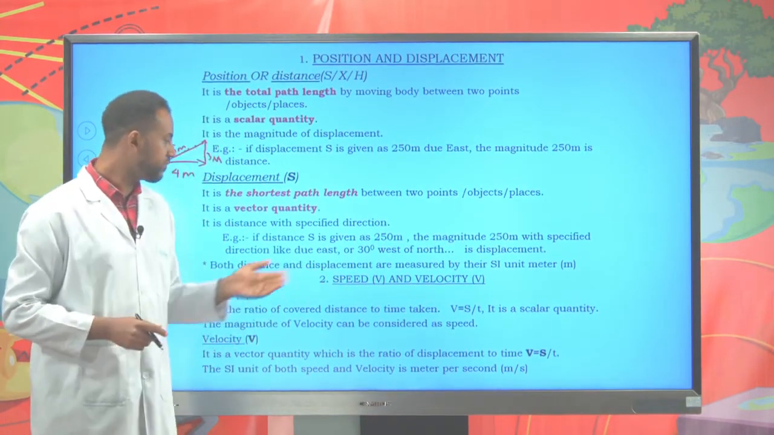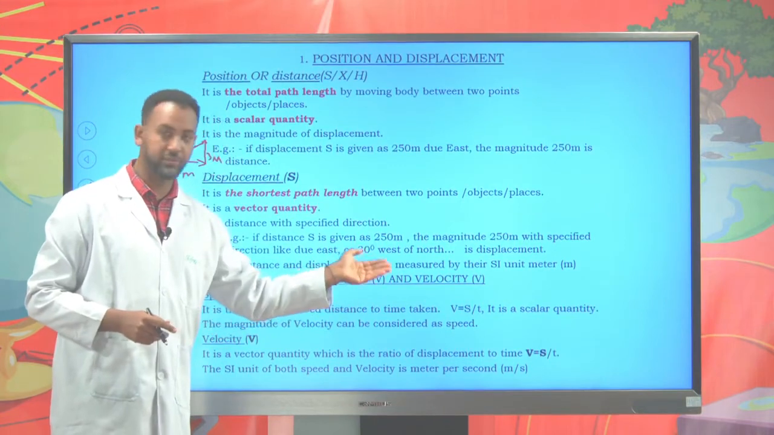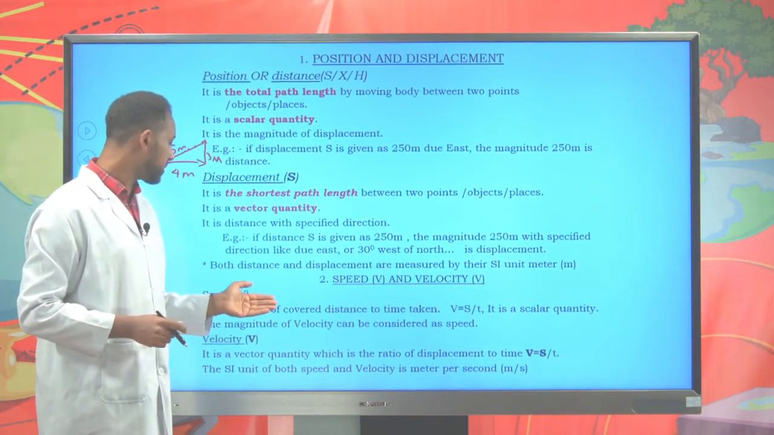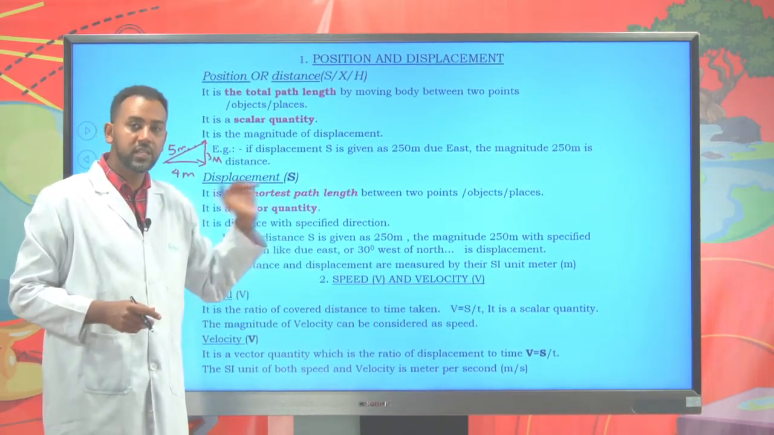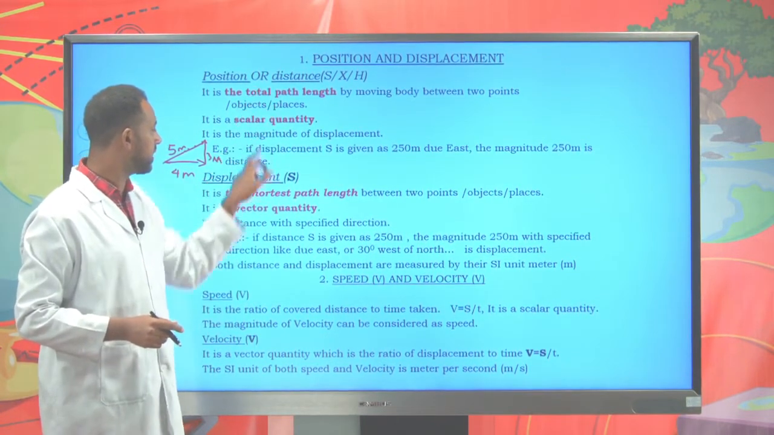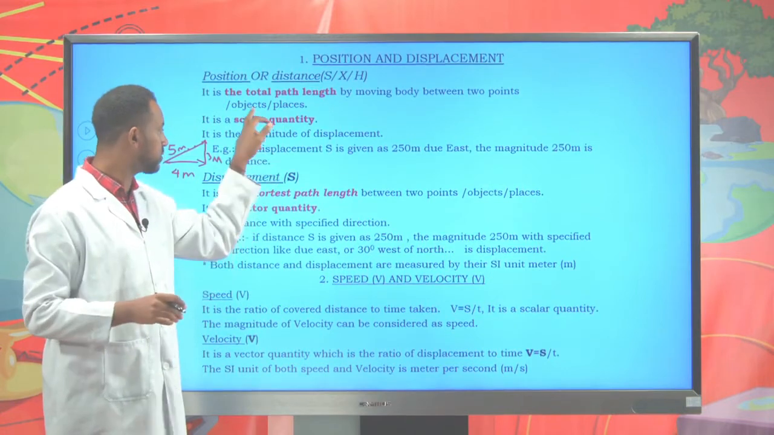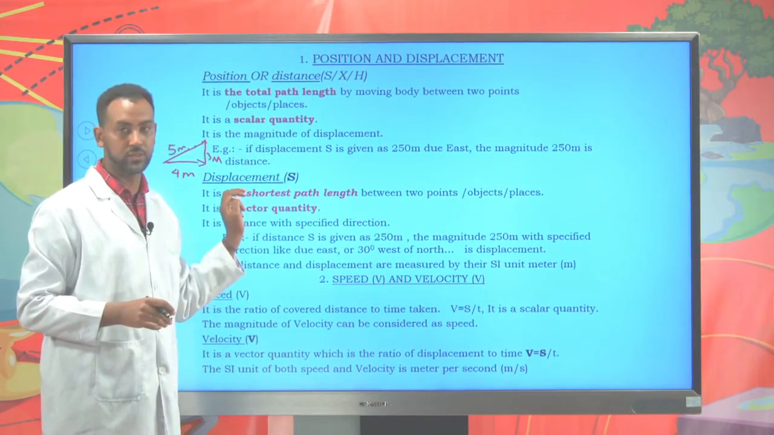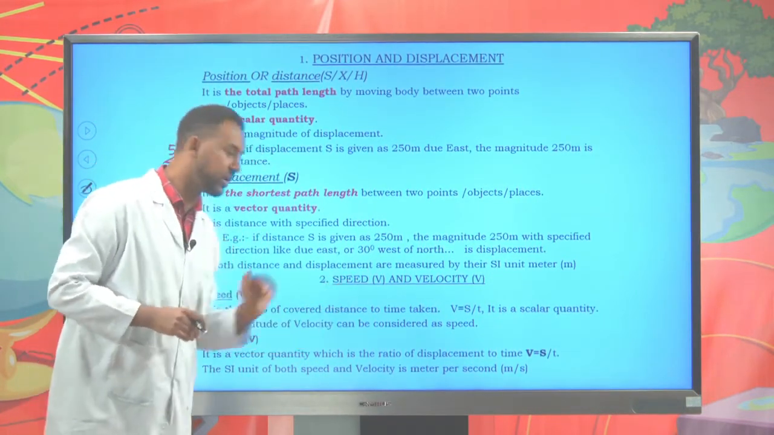And the other parameters are speed and velocity. Speed is the ratio of distance to time. Because we have said that distance and displacement have a difference, this one is a scalar quantity, and this is a vector quantity. The same is true for speed and velocity.